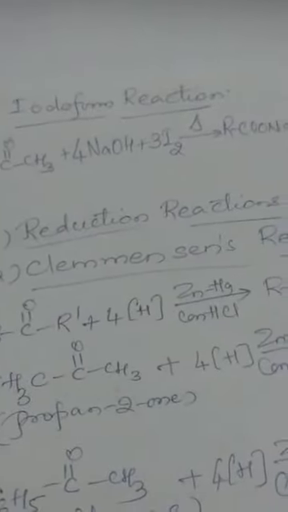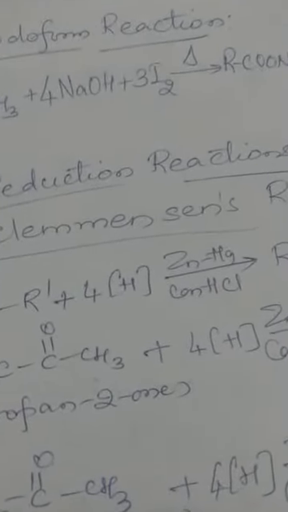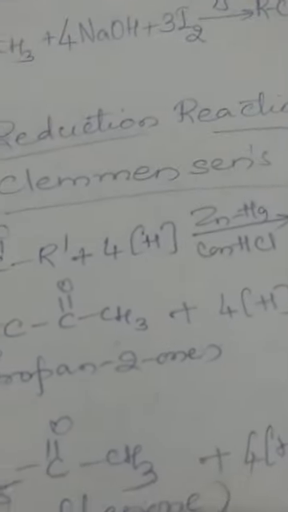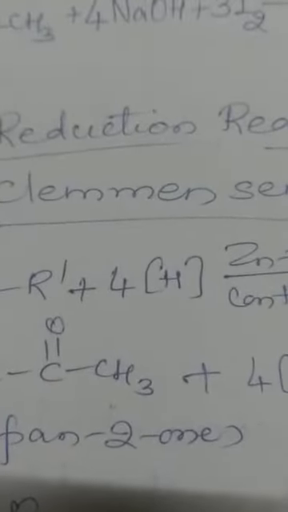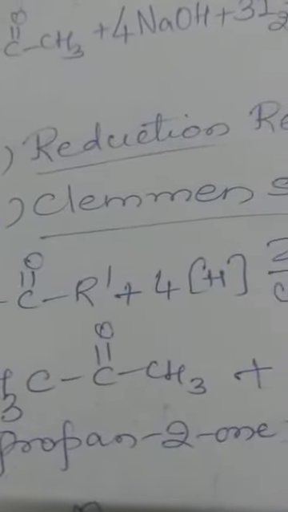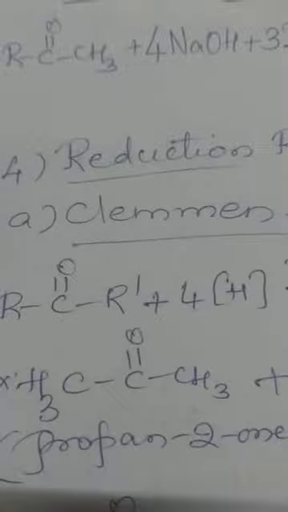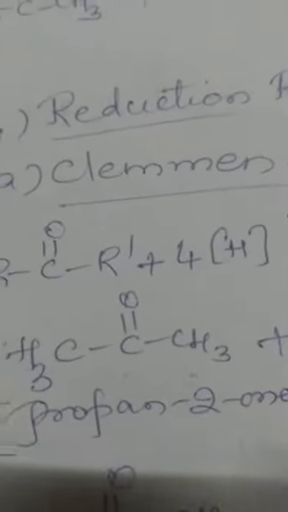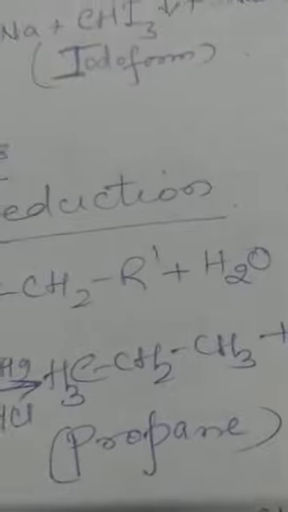In case of reduction reactions, the first reduction reaction is nothing but Clemmensen reduction. So when ketones are reduced with zinc amalgam, ZnHg, in concentrated HCl, nascent hydrogen, hydrogen in square brackets, is eliminated. So ketones on reduction with zinc amalgam and concentrated hydrochloric acid: once again the carbonyl group C double bond O is reduced to CH2 in the product here, R CH2 R dash plus H2O.